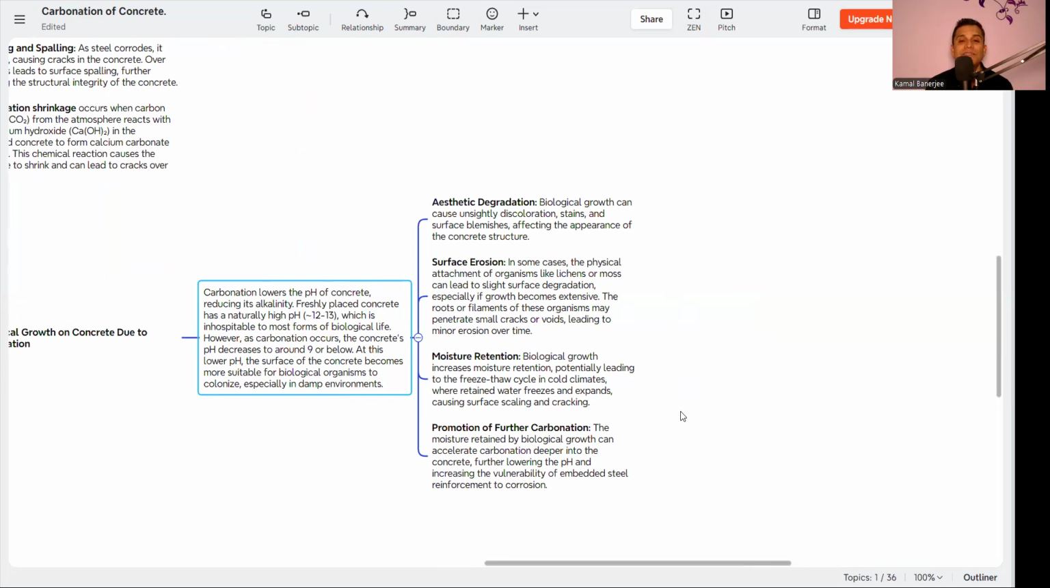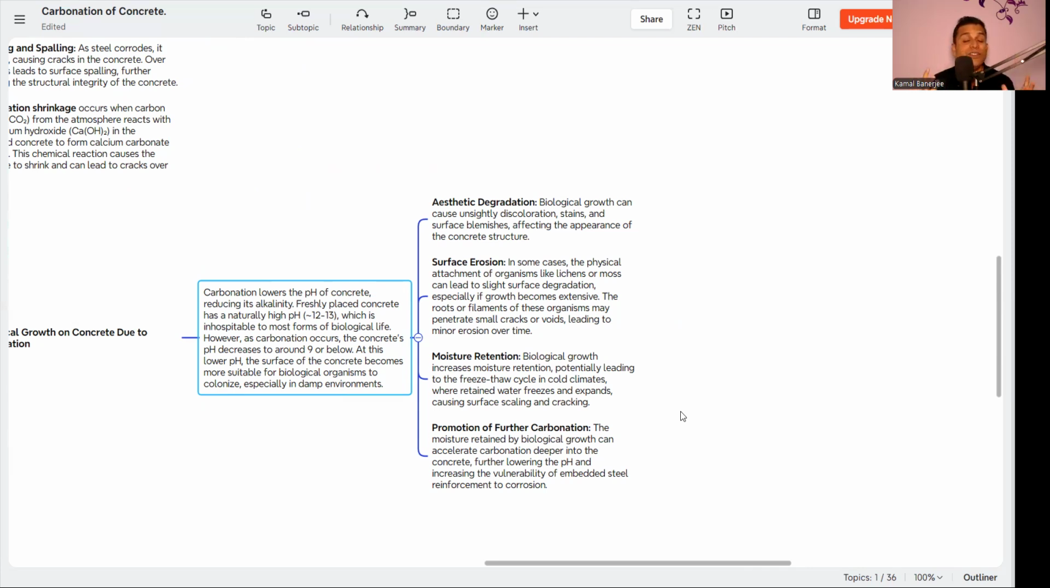In some cases, the physical attachment of organisms like lichens and moss can lead to slight surface degradation, especially if growth becomes extensive. The roots or filaments of these organisms may penetrate small cracks or voids, leading to more erosion over time. Now, this will happen. The first is aesthetic degradation, then the surface erosion, and of course the cracks. And this crack will be a weak zone to penetrate more chemicals, carbon dioxide, moisture, etc.